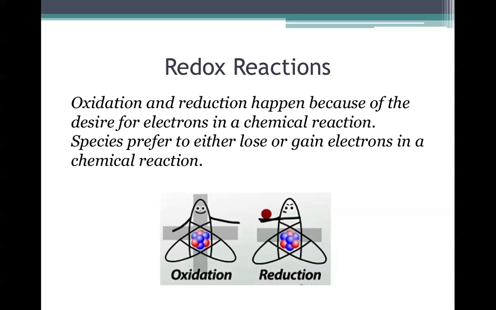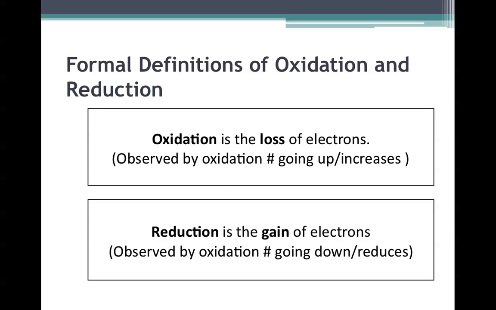Now, this happens because of a desire for electrons in a chemical reaction. We know from our periodic table unit when we talked about bonding that species prefer to either lose or gain electrons in a chemical reaction. So our two formal definitions for these two processes is that oxidation is a loss of electrons, and we can observe this by the oxidation number going up or increasing, meaning becoming more positive as it loses those negatively charged electrons. Reduction is the gain of electrons.